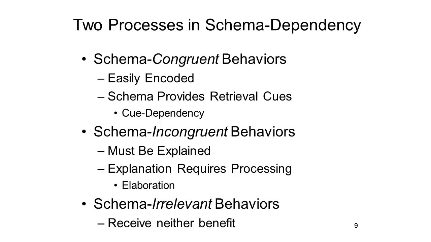Schema incongruent events, however, don't fit into our prevailing schemata. They're surprising. They're not predicted by what we know, and therefore we have to explain them. And this explanatory activity in turn is going to result in more elaborate processing at the time of encoding, and therefore better recall at the time of retrieval. If I tell you that this intelligent, intellectually sophisticated person had difficulty understanding the daytime television show, you're likely to try to figure out why that occurred.